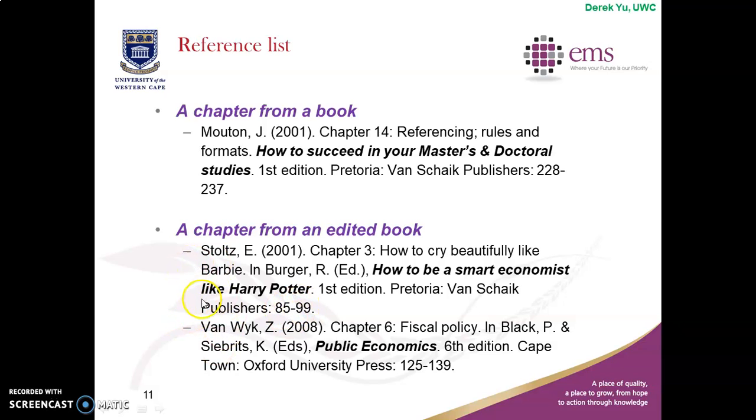And then if you understand my explanation for this one, let me pause for 5-10 seconds, see if you can understand the next example, the Van Wyk example. So chapter 6. Van Wyk is the author of chapter 6, but the whole book is edited by Black and Sibert. So you have to show the name of the editors here. And then the pages 125 to 139 for chapter 6.